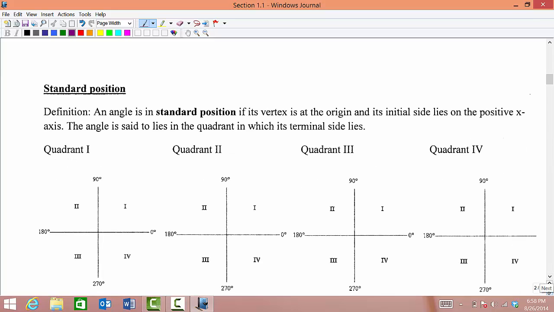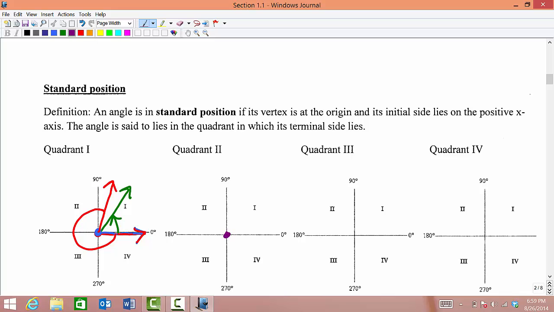Standard position is when we orient our angle to have the origin as our vertex, and the initial side would lay on the positive x-axis. When we describe a quadrant 1 angle, we're talking about the terminal side lays in quadrant 1. There are two different ways that we could get to quadrant 1. We could go in the positive rotation direction or in the negative rotation direction. But the angle is described by the quadrant in which its terminal side lies.